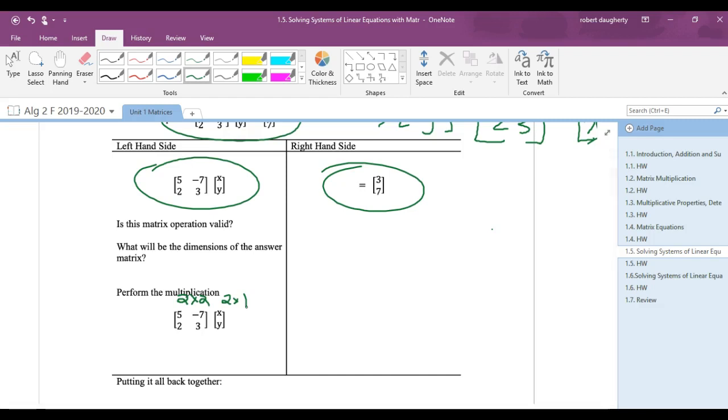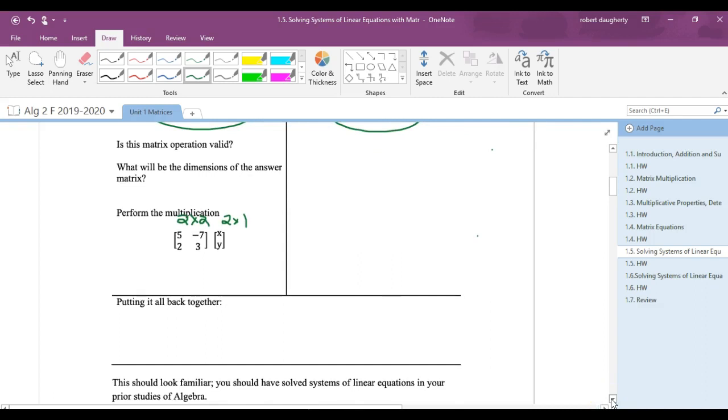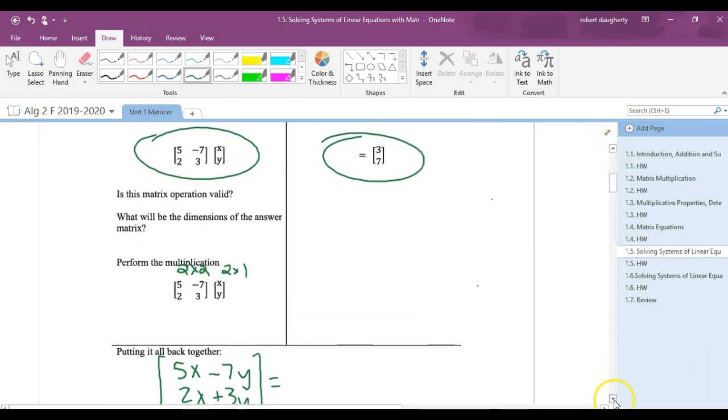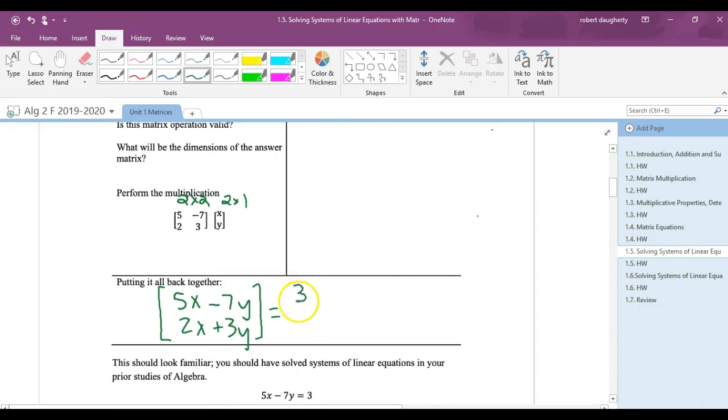So when I multiply these two matrices together, so let's put a little extra space. When I multiply these two matrices, I get what? 5x minus 7y. Okay. And then I get 2x plus 3y equal, and what was the other side of that matrix? What, 3, 7? Okay.